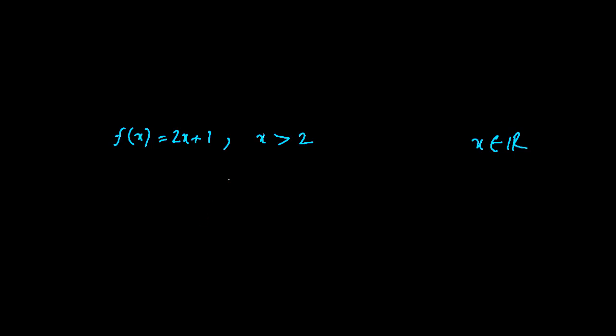In this case, when they're defining the domain or putting a restriction on the domain by themselves, what you can do for finding the range is just put in the value. So f(2) is going to be 2 times 2 plus 1, which is 5. So the range is going to be f(x) is greater than 5. That's all.